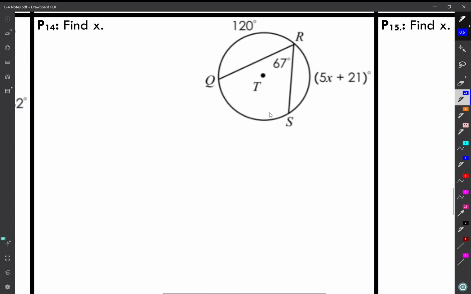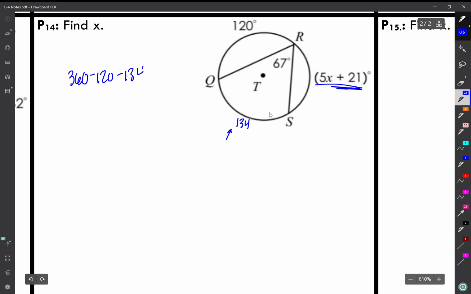All right, number 14, find x. So here's my plan. This arc measure is on some arc that doesn't have anything. So what I'm planning on doing is finding this arc measure and then adding all three of them up to 360. Or actually, what I'm going to do is just find this, and then we'll find what this arc measure actually is and set them equal to each other. First I need to multiply this inscribed angle by 2 to get the arc measure, which is 134. So we'll do 360 minus 120 minus 134.